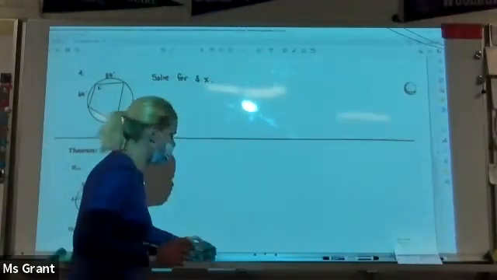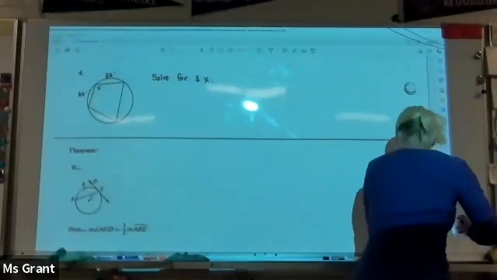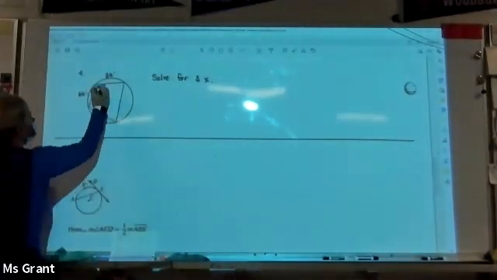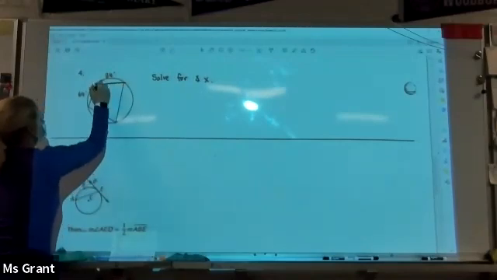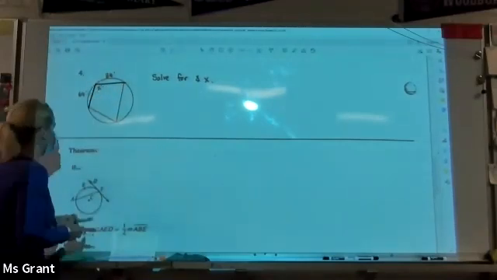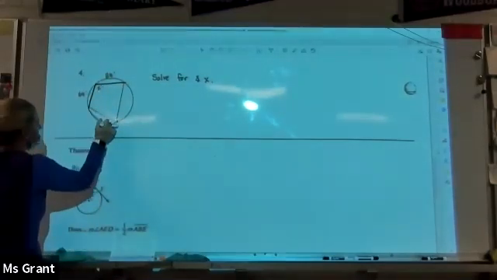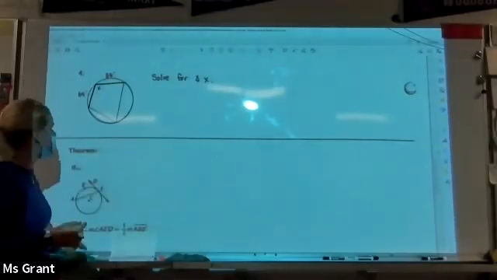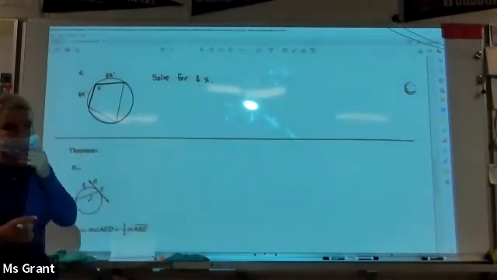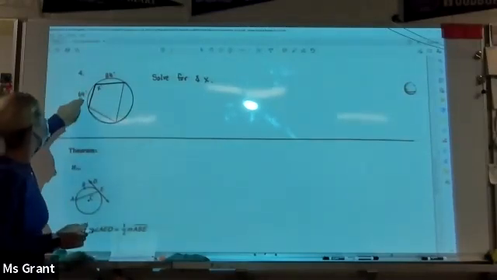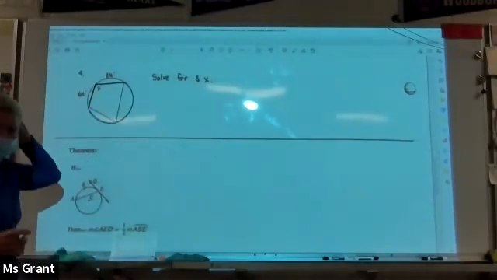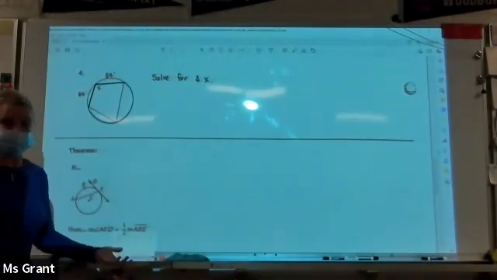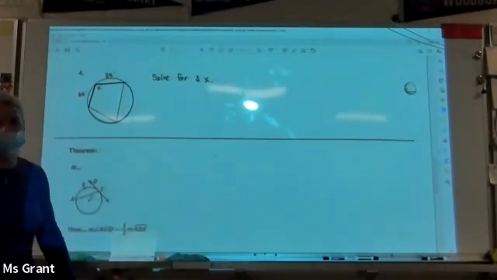Okay, number 4, quadrilateral. Now, I want to know how big this arc is here. I'm not told anything about this side or this side. I'm only told about a 64 and an 84. So this blue arc, the whole thing makes 360. How am I going to figure out what the blue arc is?